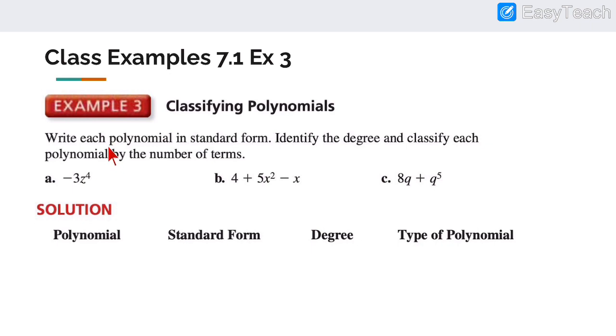For each of these, I want you to classify it: make the standard form first, figure out what the total degree is, and then what type of polynomial this is. Take a little bit of time, pause this video, and try to do this one first on your own. Do not just wait for the answers in the video, but actually try it on your own.